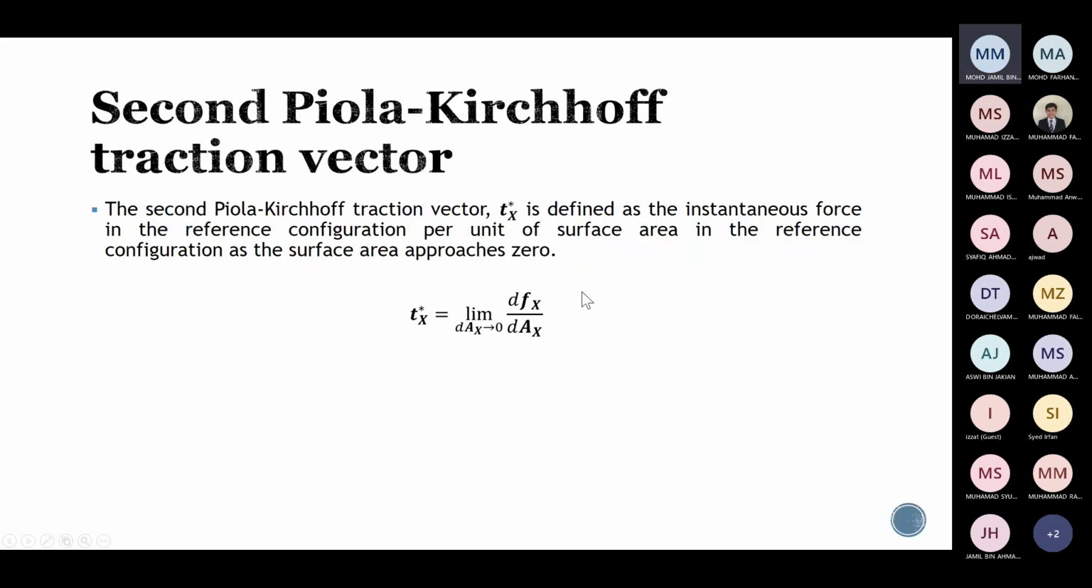And then lastly, we have the second Piola-Kirchhoff traction vector, which we write as T big X star, defined as the force in the reference configuration over surface area in the reference configuration. So it's dF big X over dA big X.